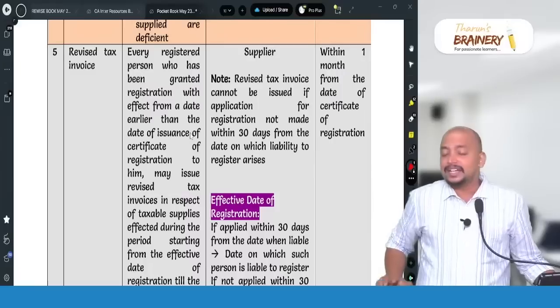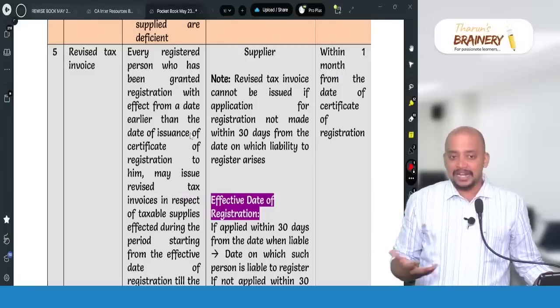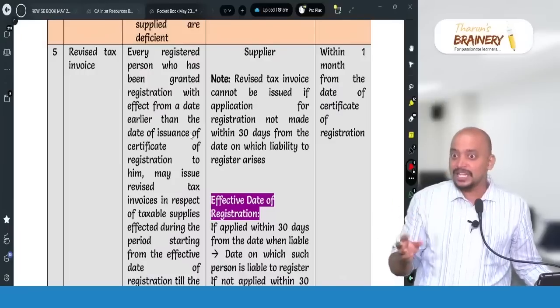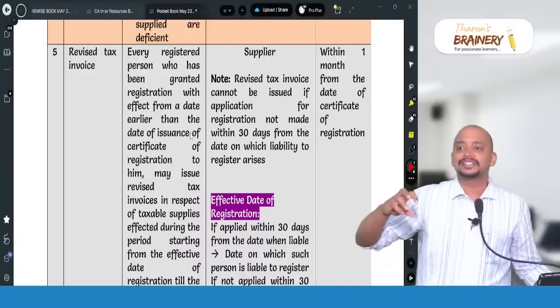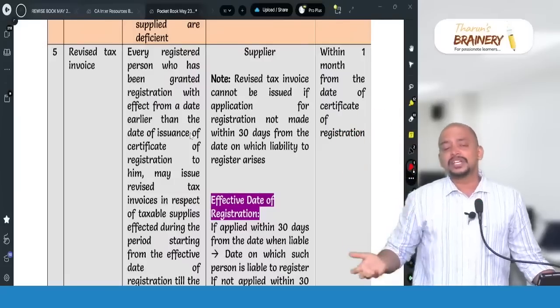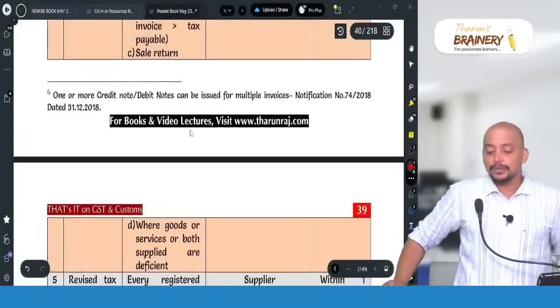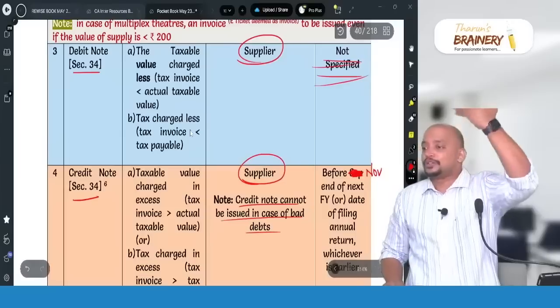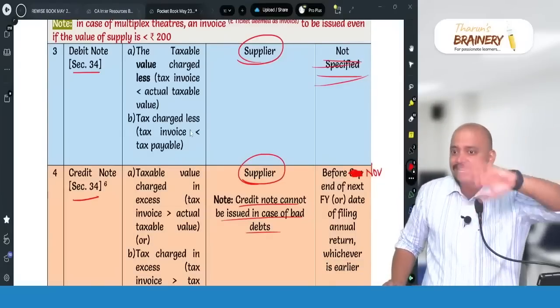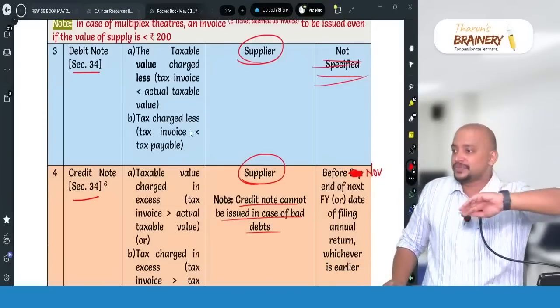Then credit notes and debit notes should be reported where? The supplier has to report it in GSTR-1, let it be B2B or B2C, and accordingly they need to consider the tax adjustment in GSTR-3B. And what is the consequence of a debit note to the recipient? Based on a debit note, the recipient will be able to take the ITC, and based on a credit note, the recipient will reverse the ITC because his ITC balance will come down.